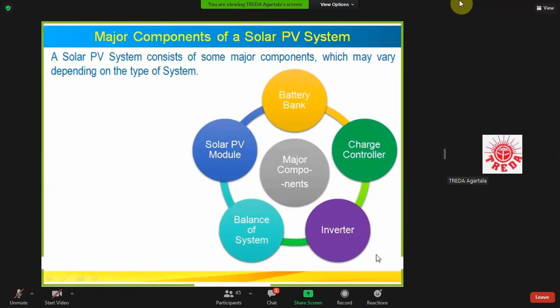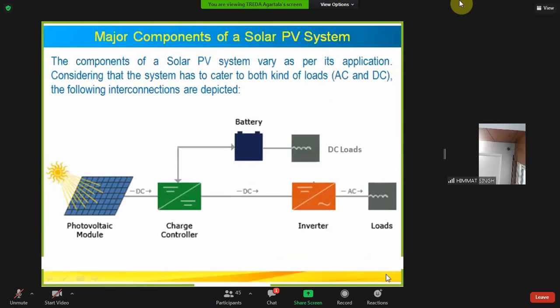Now I'll explain what is the purpose and how these are connected with each other for getting the output of the SPV systems. The components of the solar PV systems vary as per the application. Considering that the system has to cater to both kinds of load, AC and DC, the following interconnections are made.